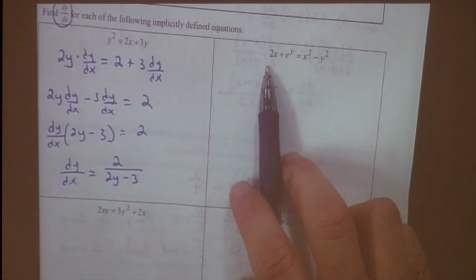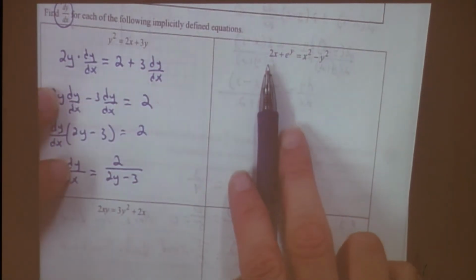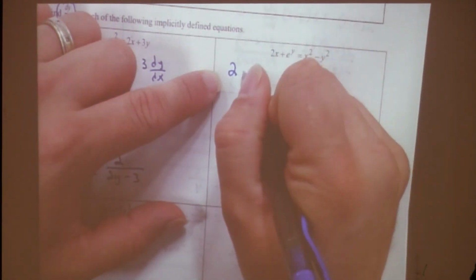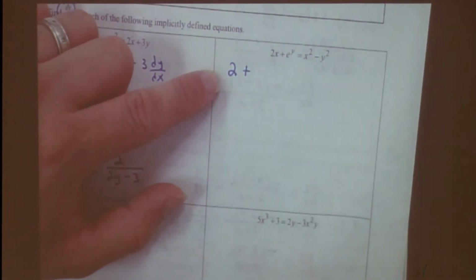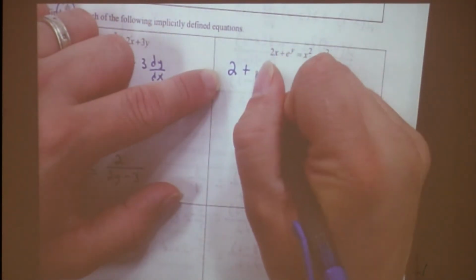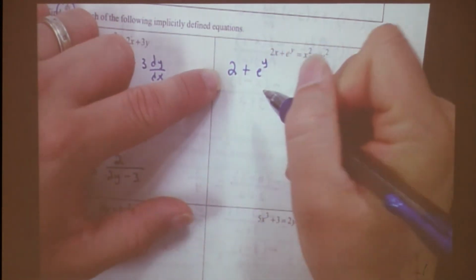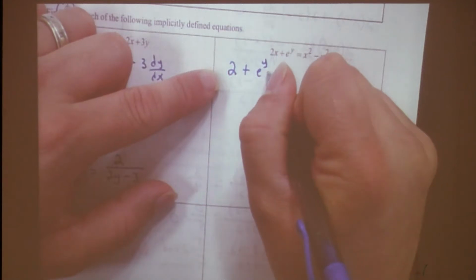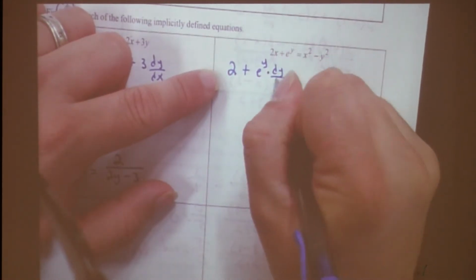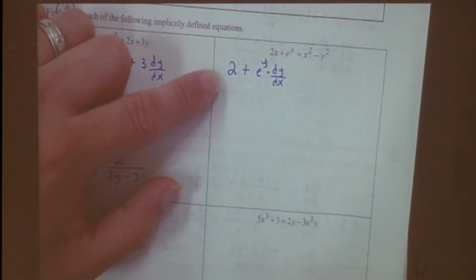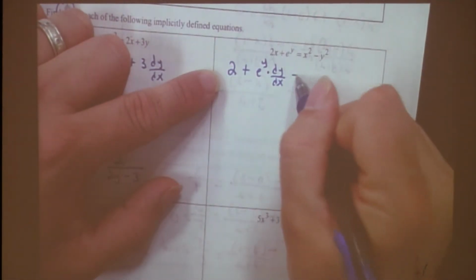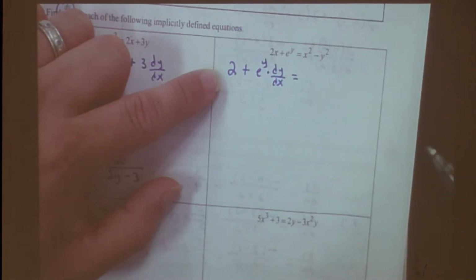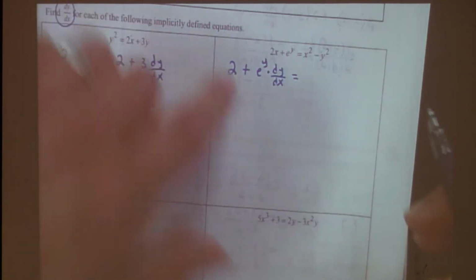So let's go. Derivative of the left, so 2x. Derivative of 2x is 2. Letters match, we're good. Plus, derivative of e to the y. E to the y times y prime, which we're not going to write like that, but we're going to write dy dx. Doesn't that represent the derivative of y? Yeah. Okay, can we keep going?